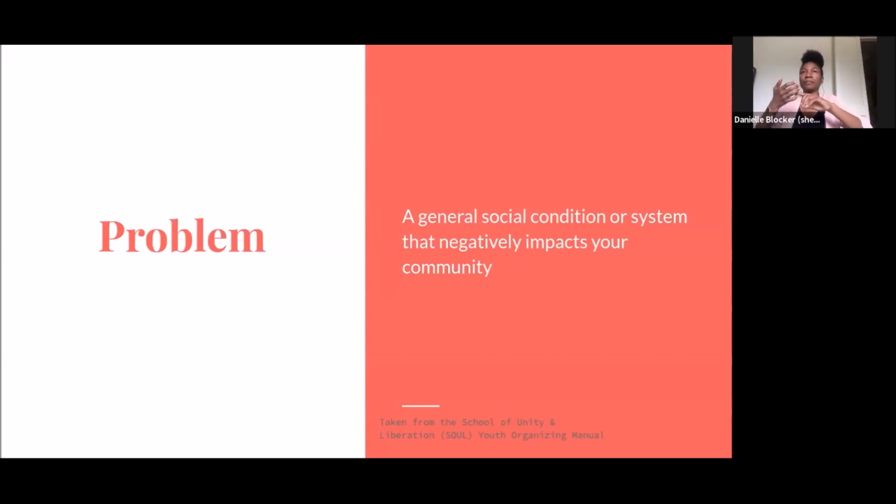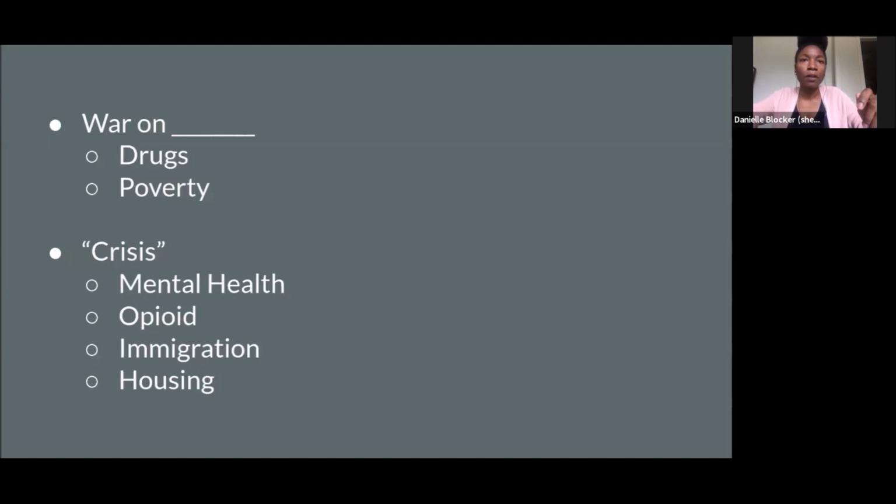Will desegregating schools or creating better curriculum solve all the problems with educational equity? Probably not, right? Or will funding environmental engineers solve all of climate change? No, likely not. But they give us a place to start in something targeted, right? They give us particular solutions. So problems, right? They're big, huge problems. People often say war on whatever, drugs, poverty, crisis, mental health, etc.